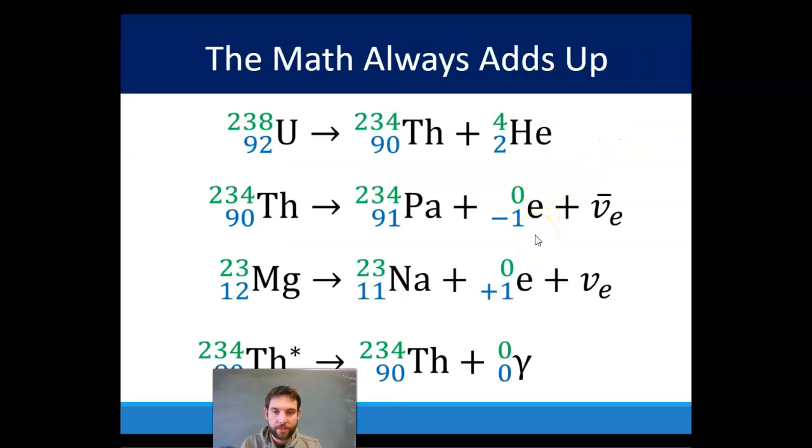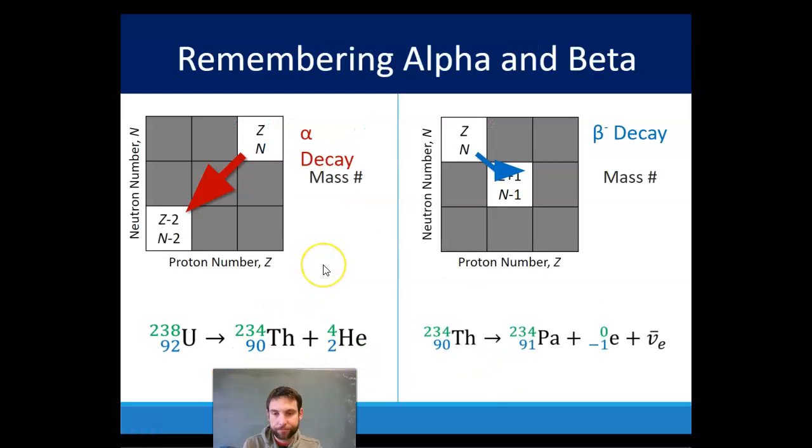Remember, math is always going to add up. Just look at your arrow here as an equal sign to see what's happening. 90 plus 2 equals 92. 91 minus 1 equals 90. 11 plus 1 is 12. 90 plus 0 is 90. Remembering alpha and beta.